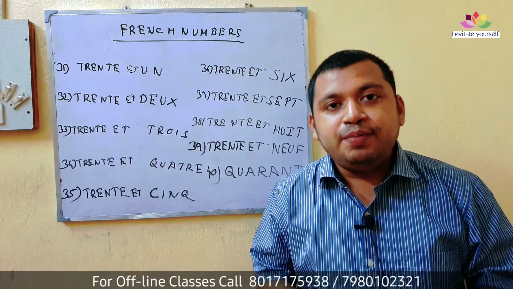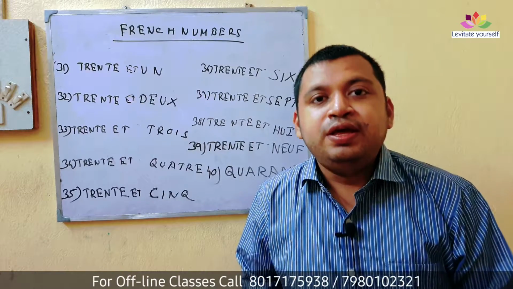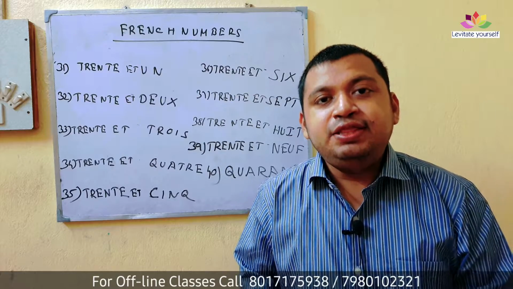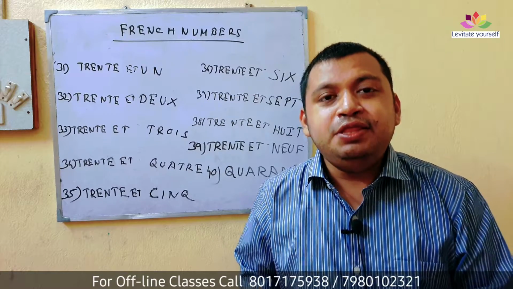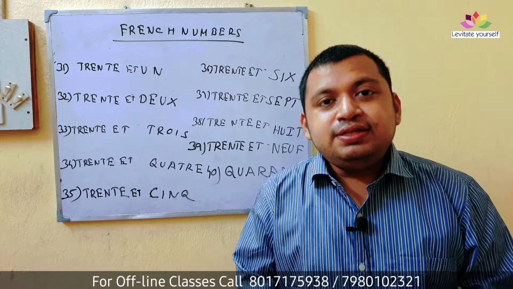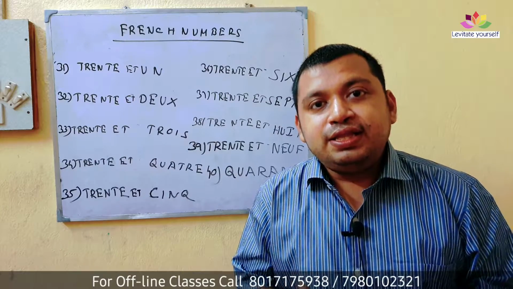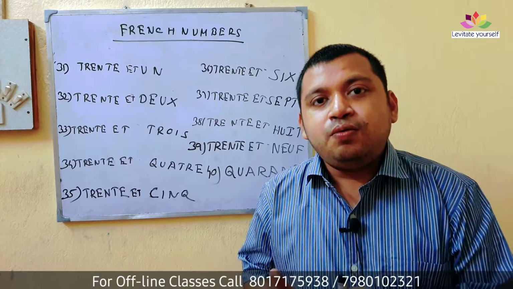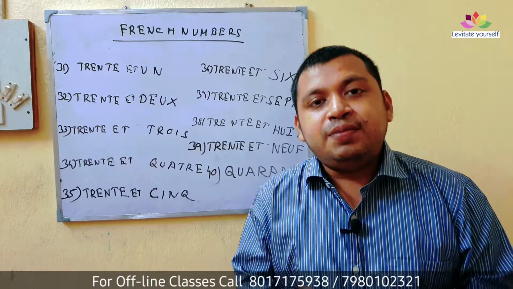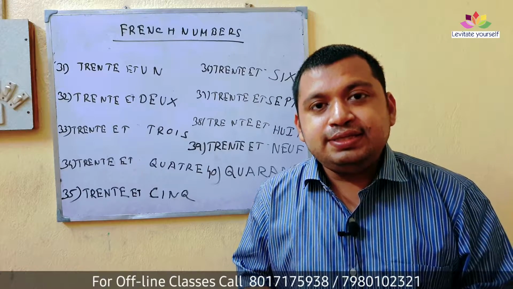Let's start from number 31 to number 40. Number 31 is trente et un. Number 32 is trente-deux. Number 33 is trente-trois. Number 34 is trente-quatre. Number 35 is trente-cinq.